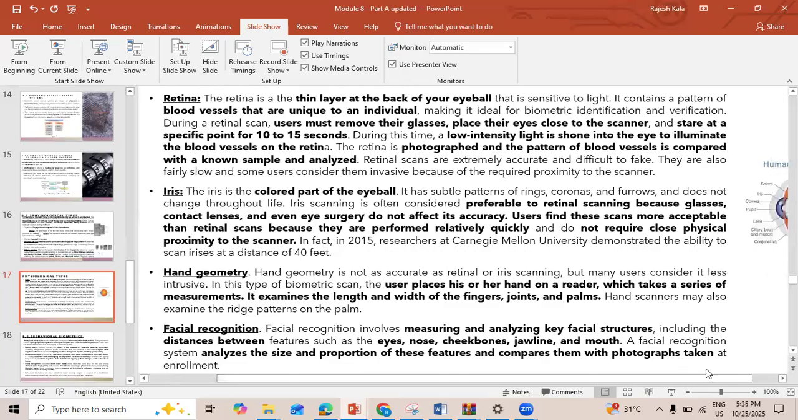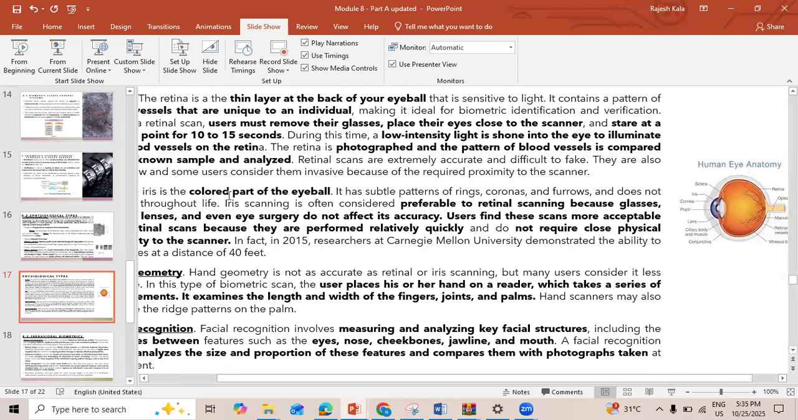Next is the iris. What is the iris? The colored part of the eyeball. See, in the eyeball, this colored part, the blue one, is the iris. Now we will scan the iris. For scanning the iris, we can even keep the glasses on. No need to remove them like we did here.